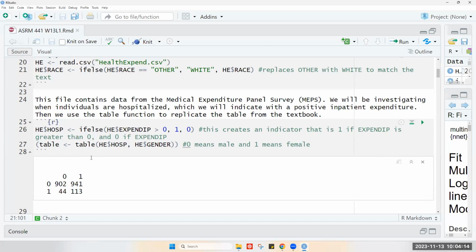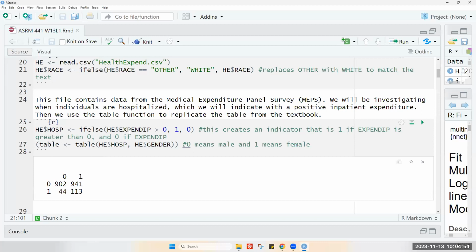The file contains medical information, and we're looking at whether or not someone gets hospitalized. That indicator is not present in the data, but that's the nice thing about data exploration. We can create our own variables based off of the data that we're given. And so if you are more concerned about whether or not someone gets hospitalized, you don't care how much the cost is. And so we're converting a continuous variable into an indicator variable.